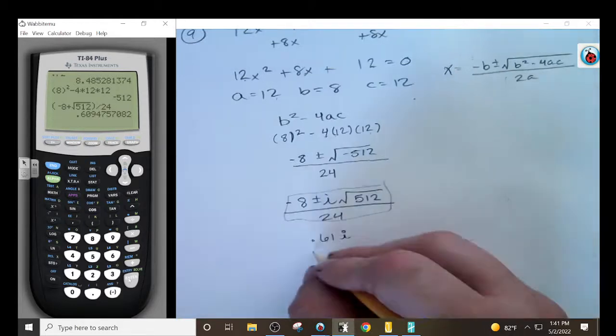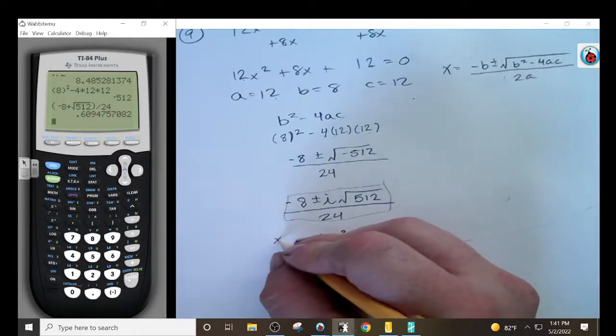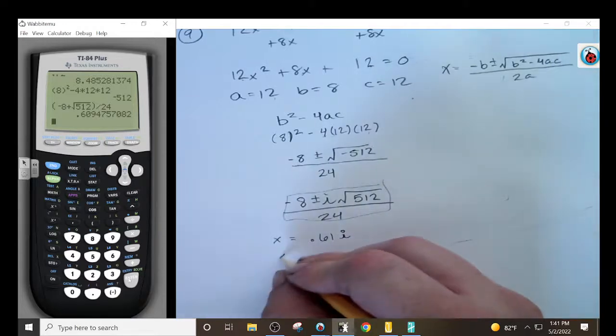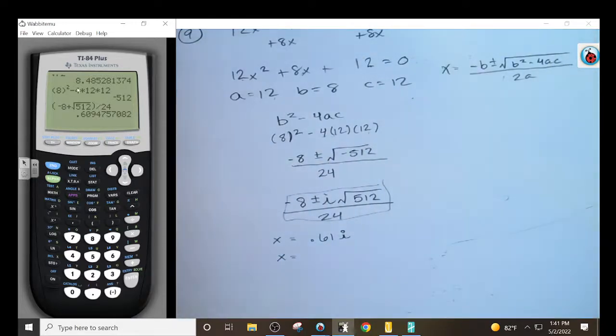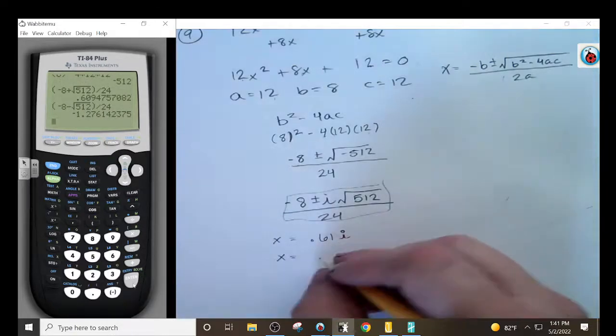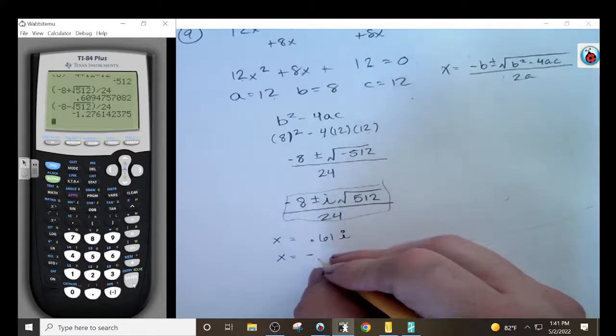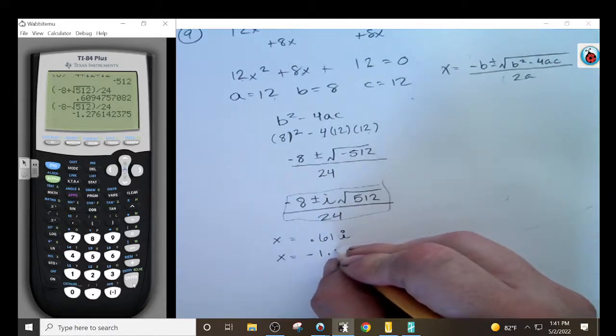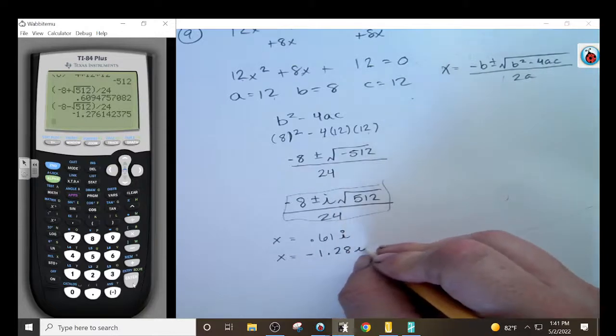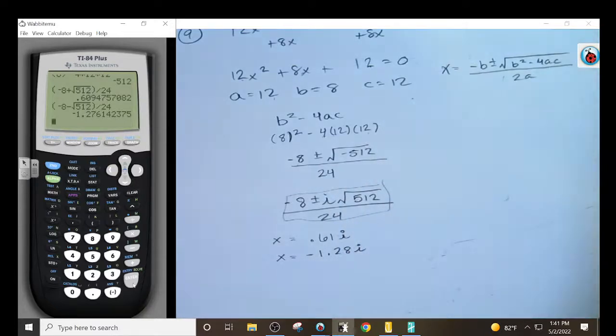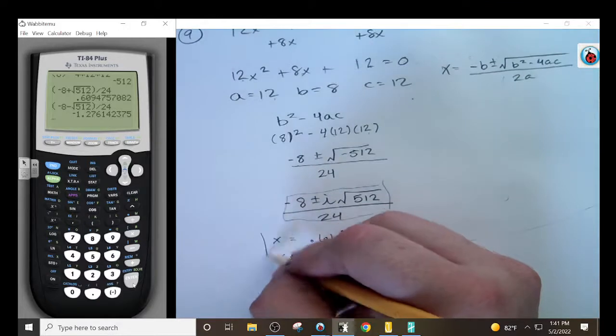Okay. So x equals that. Now we remember, don't rewrite it. Just do second enter or retype it. Just go over here and change it to a minus sign. So that's negative 1.28, and then just put i. So those are your answers.